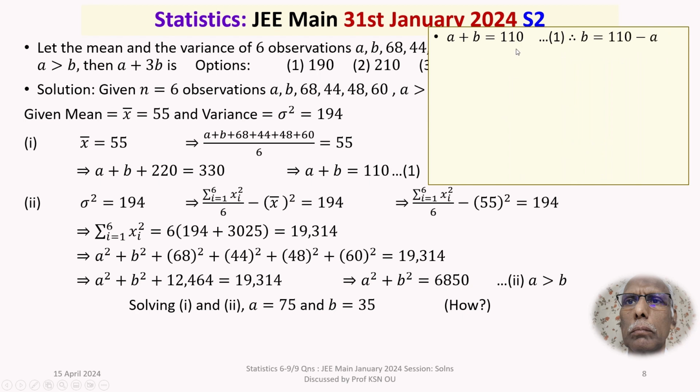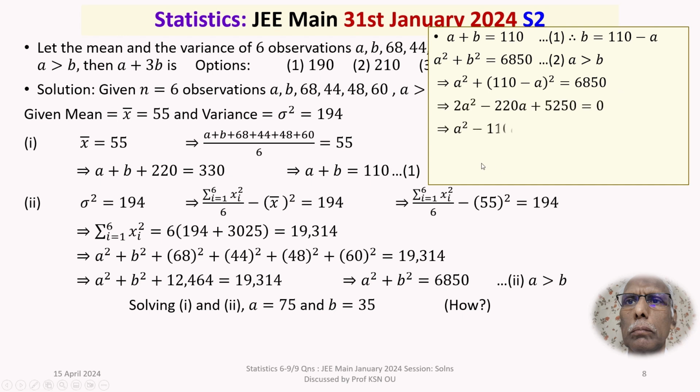So A plus B is equal to 110. So B will be 110 minus A. A square plus B square is equal to 6,850. Keep in mind A greater than B. Now for B you substitute 110 minus A. So A square plus 110 minus A whole square is equal to 6850. Simplify, and further simplification will get you a quadratic equation in A, that is A square minus 110A plus 2625.